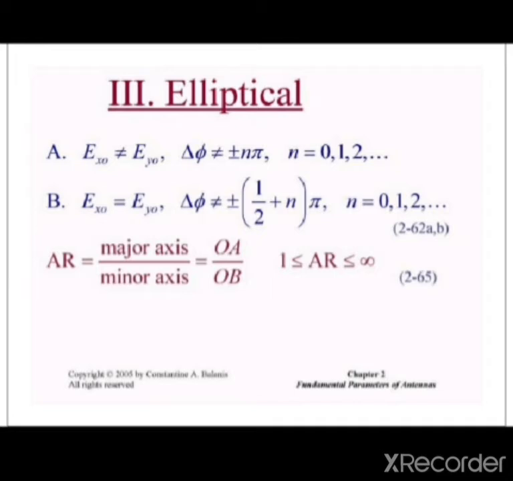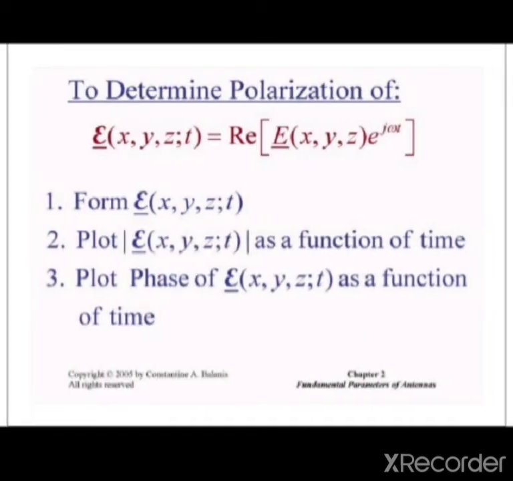So therefore, if it is greater than 1, then the polarization becomes elliptical, right? Either right circular or left circular. So now AR is always in between 1 and infinity. And now, to determine the polarization, how are we going to determine it? Just to see that.